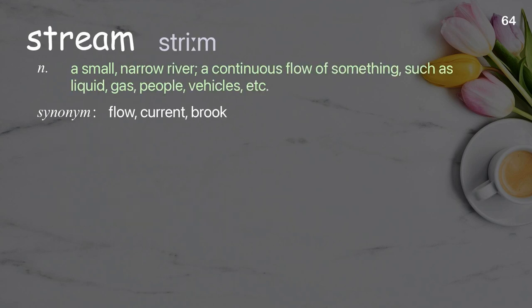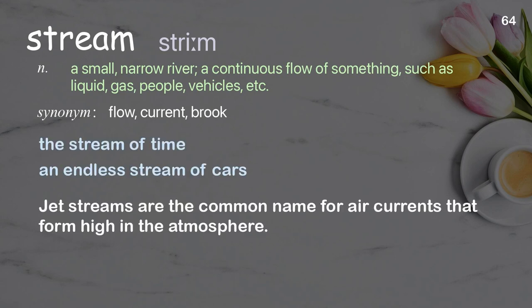Stream. A small, narrow river, a continuous flow of something, such as liquid, gas, people, vehicles, etc. Examples: the stream of time, an endless stream of cars. Jet streams are the common name for air currents that form high in the atmosphere.